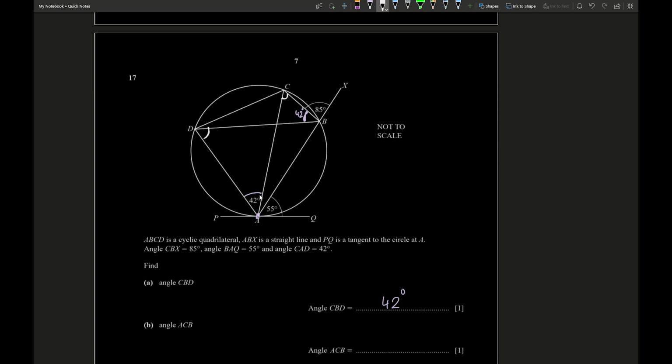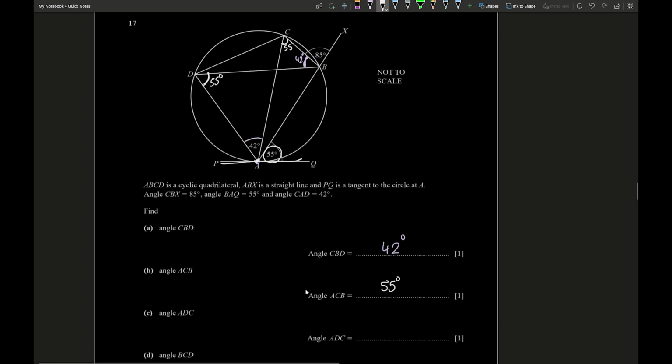But there's a theorem that states that the angle formed by the tangent and the chord through the point at which it passes through is equal to the angle formed by the chord in the alternate segment. So as you can see, this angle right here, which is 55 degrees, is formed by the tangent at point A and the chord AB. And there's the other angle that's formed by the chord AB, which is this angle right here. So that means that ADB is equal to BAQ, which is 55 degrees. So this is also 55 degrees, and this is 55 degrees. So angle ACB is 55 degrees.